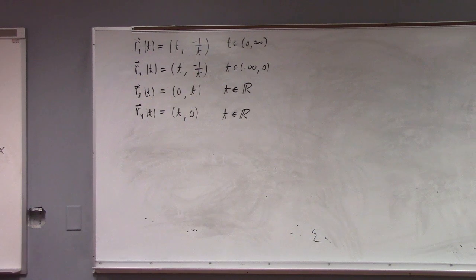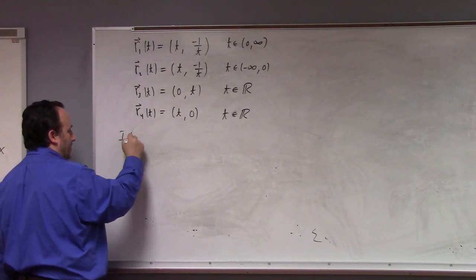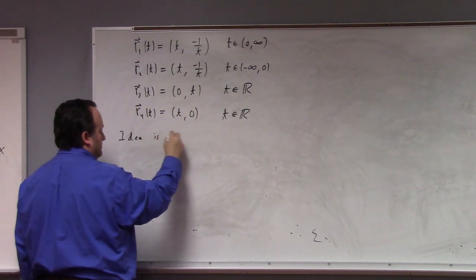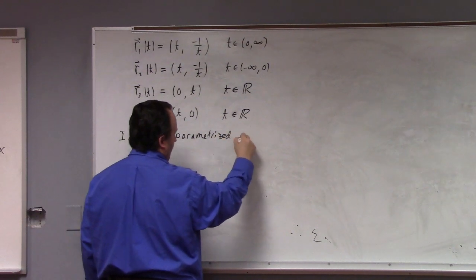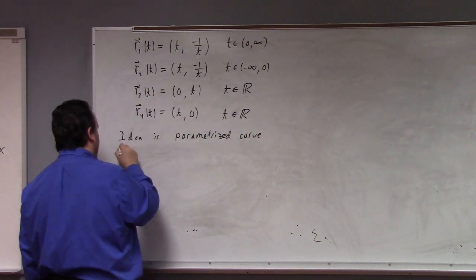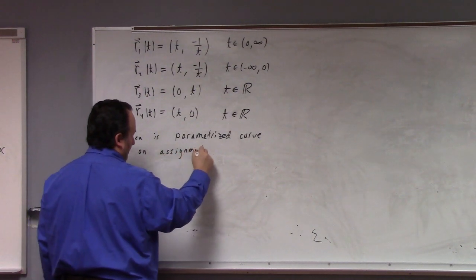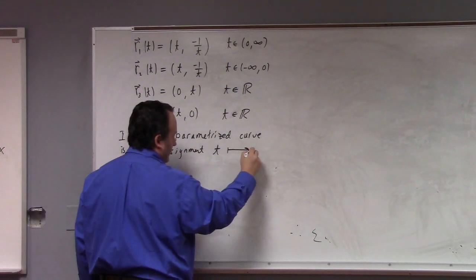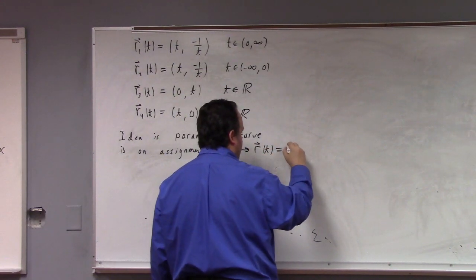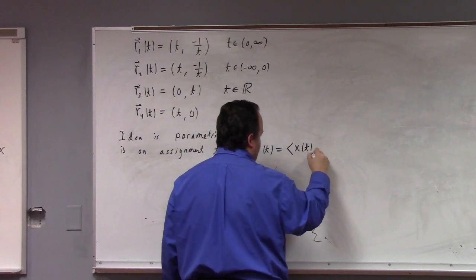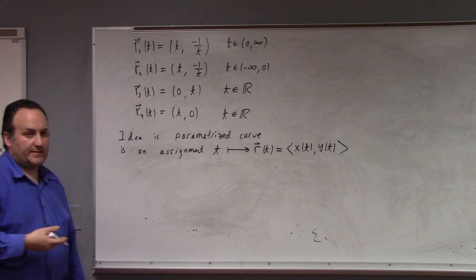So let me just take a step back here. The basic idea is a parametrized curve is an assignment of t mapping to r of t. So this r of t is really a pair of things, all right? x of t and y of t. So you need to give two functions of the parameter, right?